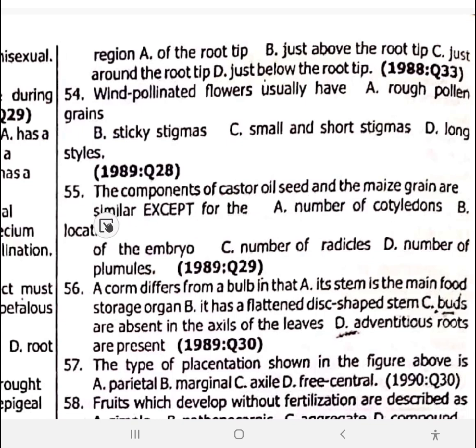Next, 55. The components of castor oil seed and maize grains are similar except for what? Maize seed is a monocotyledonous seed, while castor oil seed is a dicotyledonous seed. Question 55 is option A, the number of cotyledons.